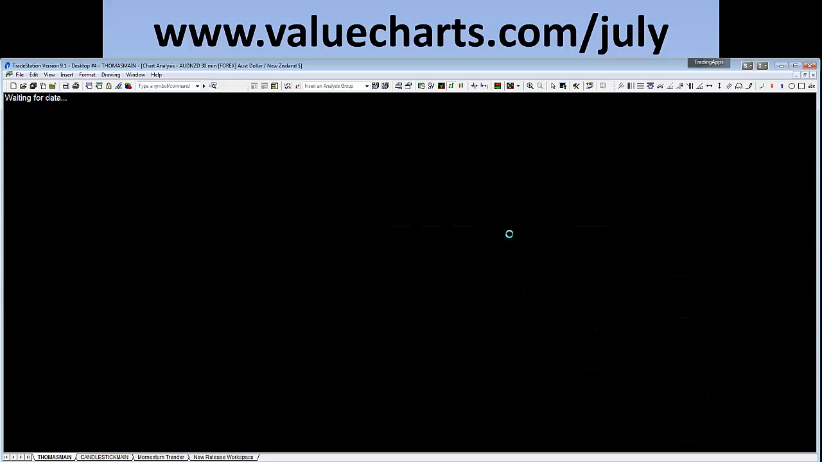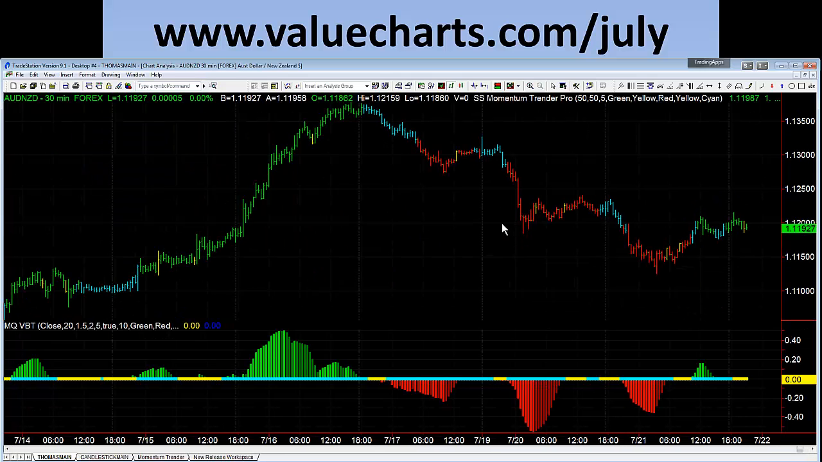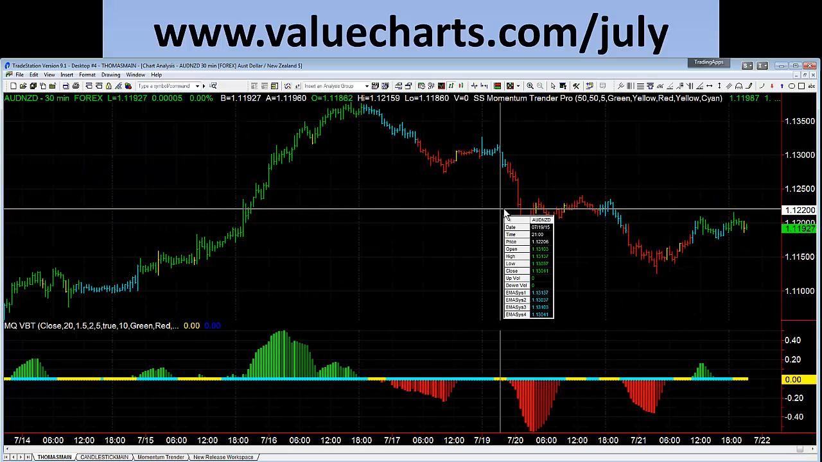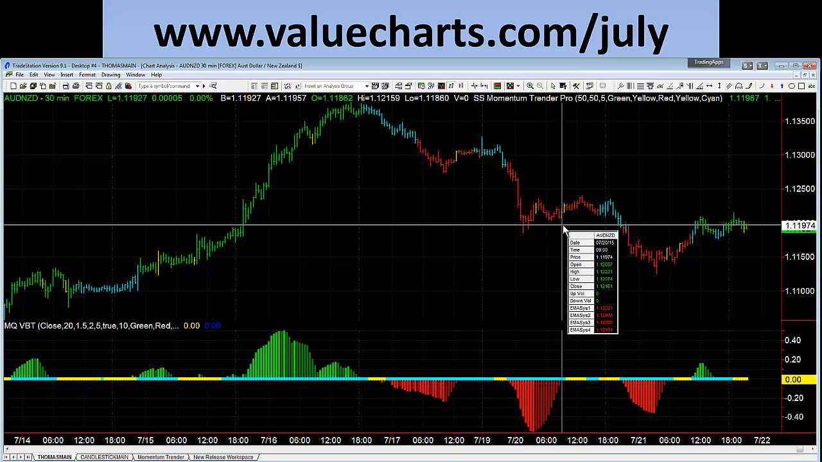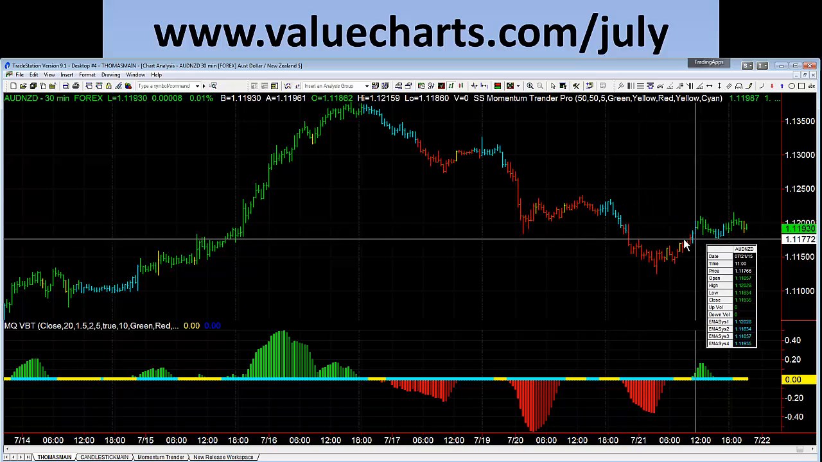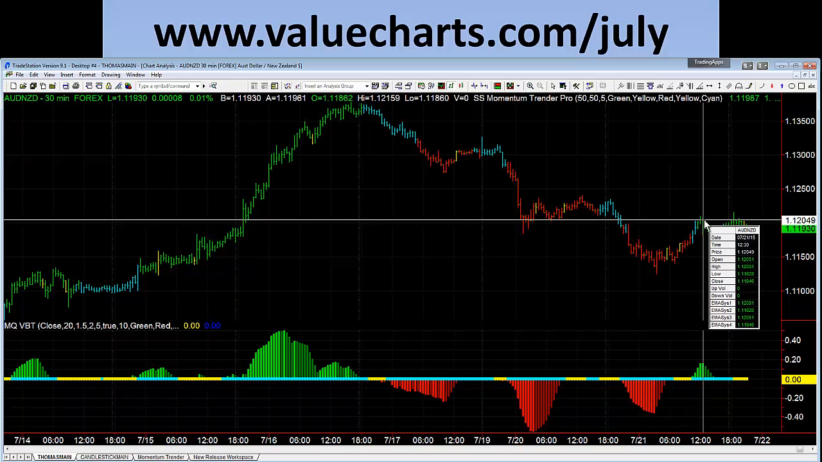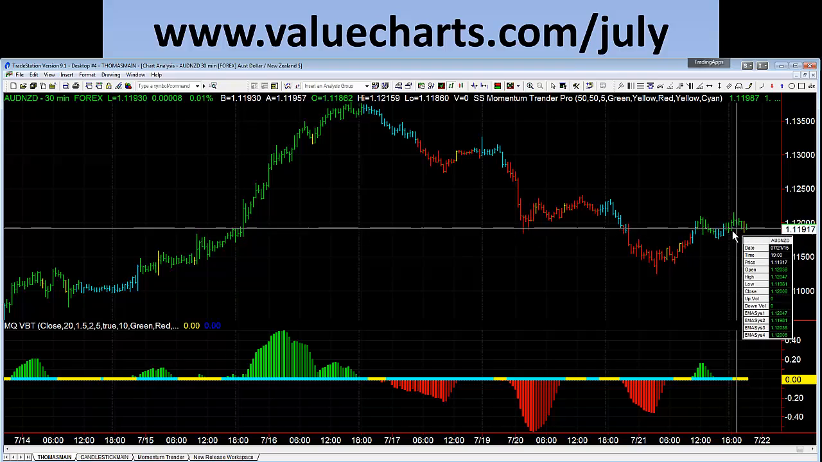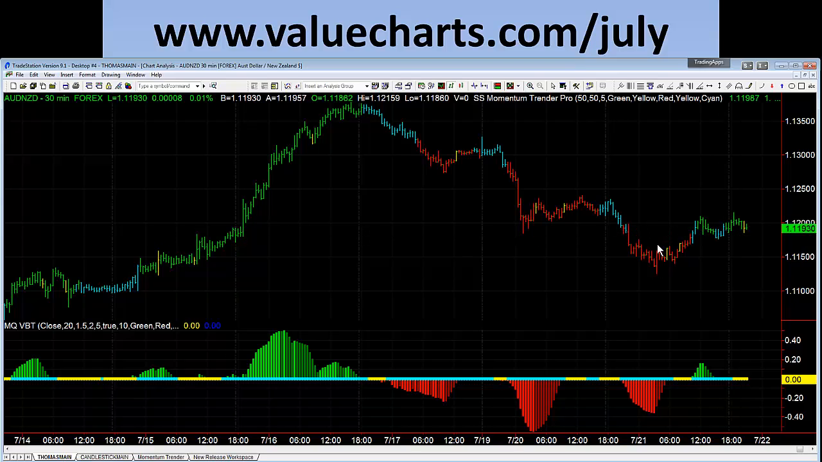Aussie Kiwi. Let's take a look. Here's Aussie Kiwi. Squeeze, squeeze, squeeze. Fires off to the downside. Took a nosedive. Squeeze again. Fires off to the downside. Took a nosedive. Squeeze this morning. Broke out to the upside. And now we're in a squeeze again right now. Waiting on a breakout.